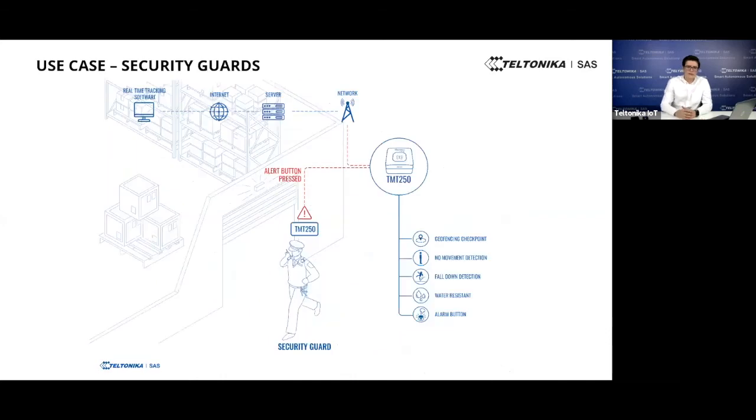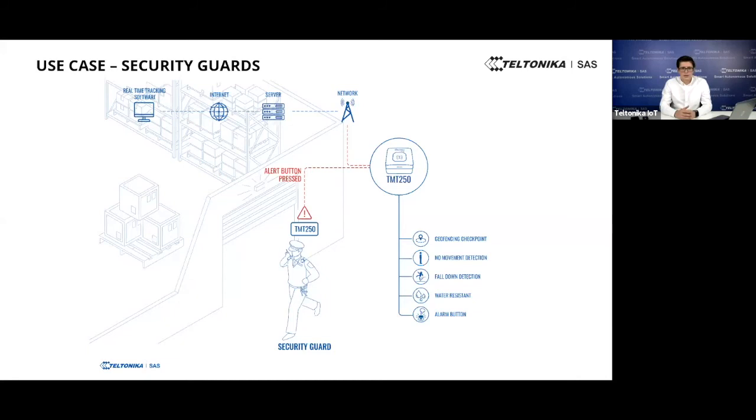Going further, we have security guards. Security guards have checkpoints they need to check. You can program the button so they can press the button, check the perimeter, check the particular place where they need to be at that time, and make sure that everything is fine.